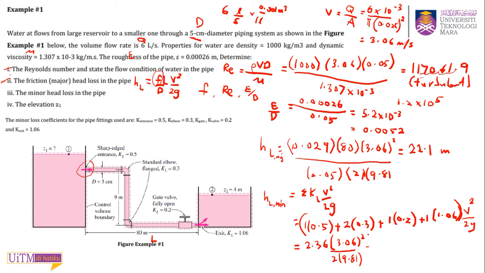So this will give you the value for your minor head loss, which is equal to 1.12. So 1.12 meter. Don't forget your unit. So this is your minor head loss, number 3. And last, finally they ask you to find the elevation Z1. It is not given here. They ask you to find the Z1.